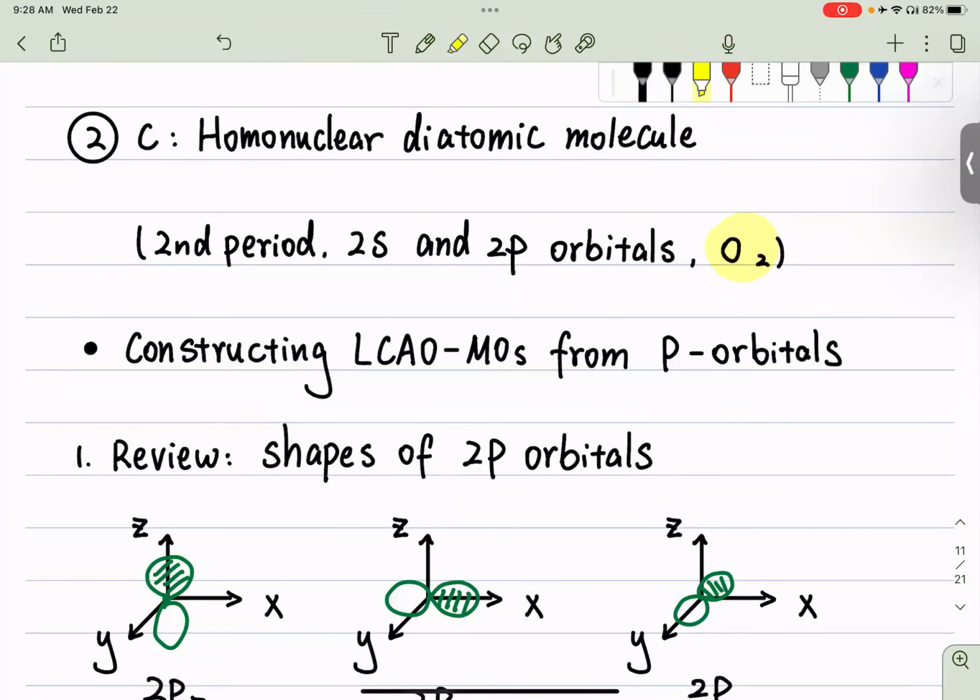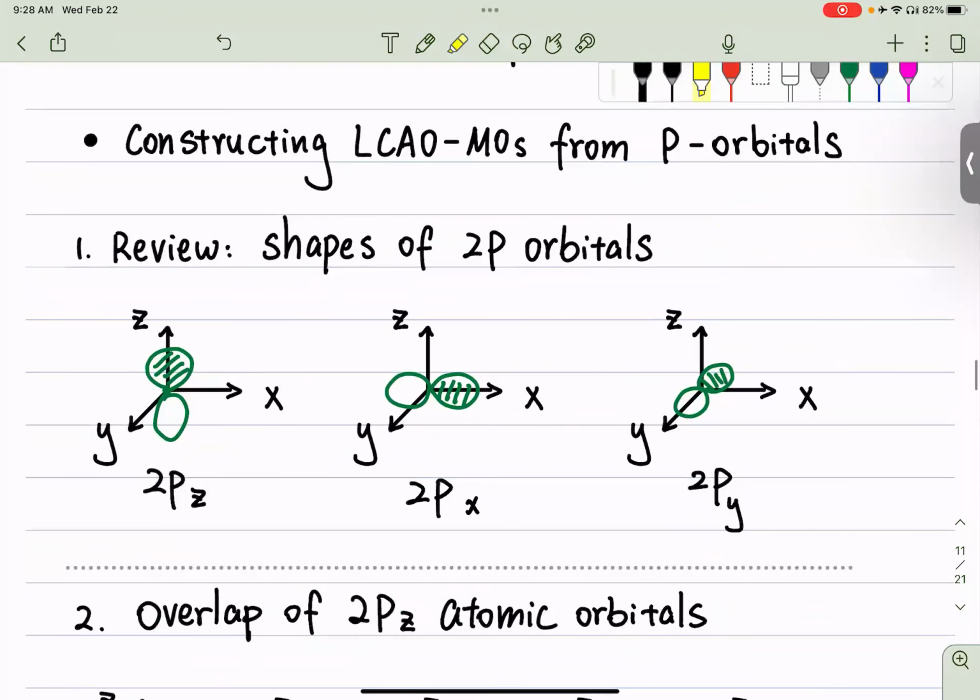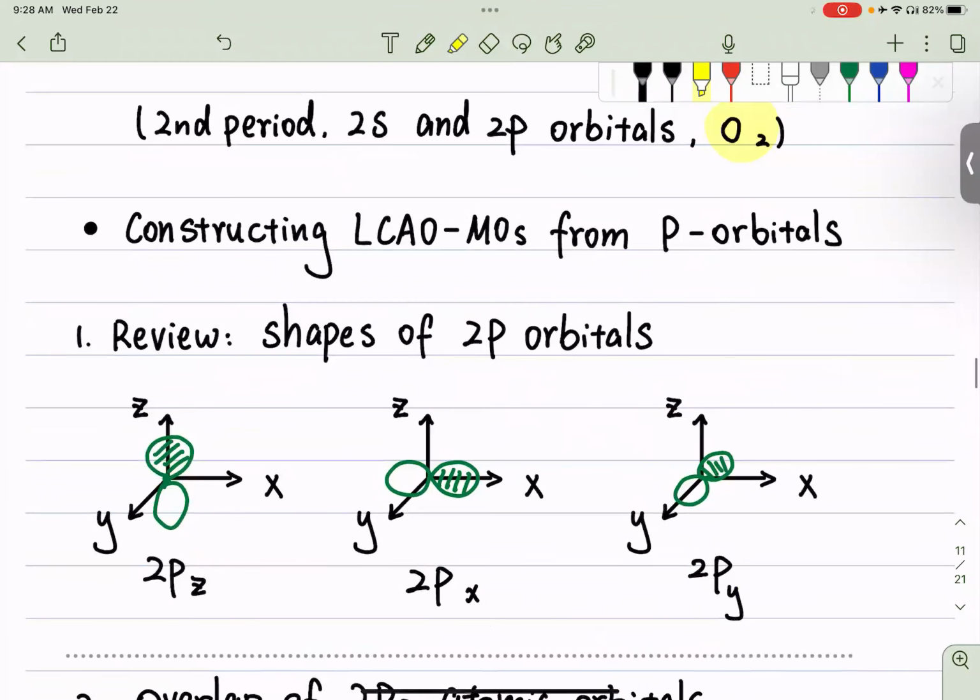But before we start creating the correlation diagram, I want to quickly show you how to construct the LCAO MOs from p orbitals. So far, we only talked about the LCAO MOs from s atomic orbitals, and that's quite simple. You just have 2 s atomic orbitals, and either it's constructive or destructive. Moving on to the p atomic orbitals, drawing the molecular orbitals coming from p atomic orbitals is a little bit more challenging.